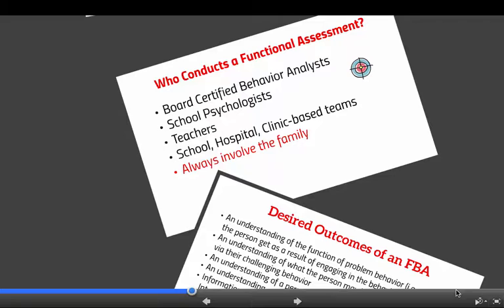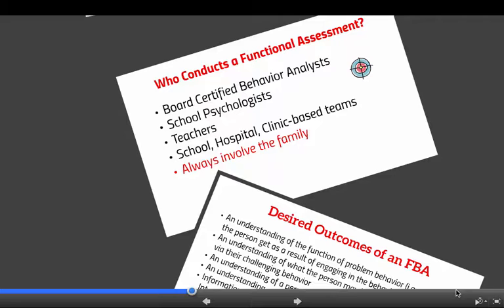Also, if you're working in a school or a hospital-based setting or a clinic-based setting, oftentimes it's a functional behavior assessment team that coordinates this process. Everybody will take on a certain role or a certain scope of responsibility, and they will go through the entire process as a team. And one of the things I want to underscore here with respect to the FBA process is that you're always involving the family or the guardians. They have very important things to say. They have very important insights and observations, and they are part of the team.